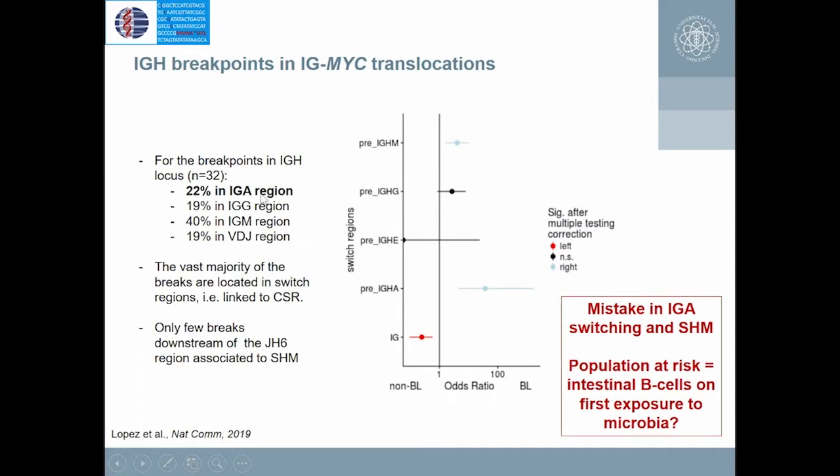And the particular target is the Ig alpha region, so the region necessary to express the constant region alpha. And this is immunity, particularly at mucosal interfaces. So we think there is a population at risk at early ages of development in which intestinal B cells, on first exposure to microbiota, want to switch to IgA. And if there is something going wrong, they might give rise to the Burkitt translocation.